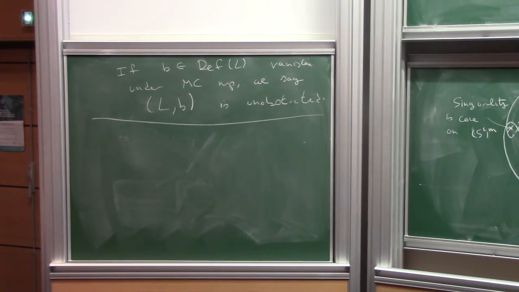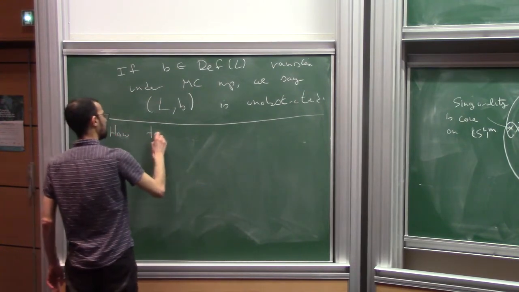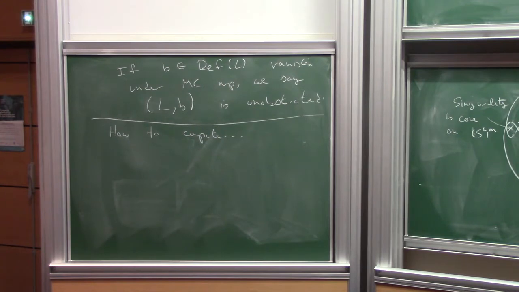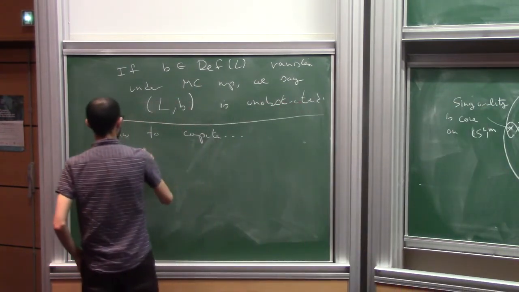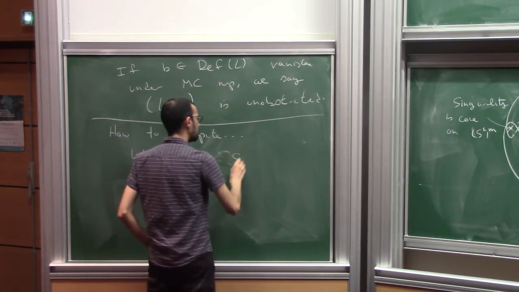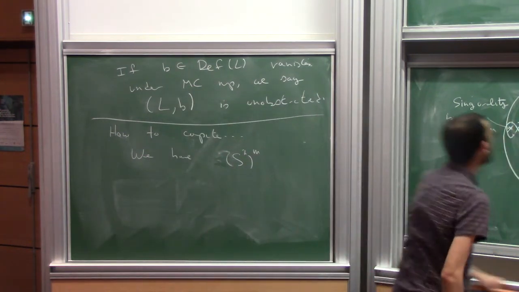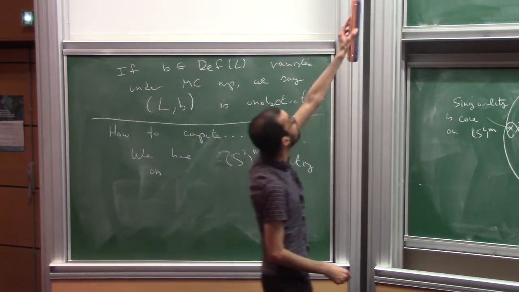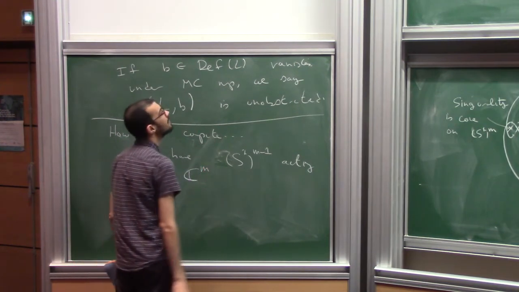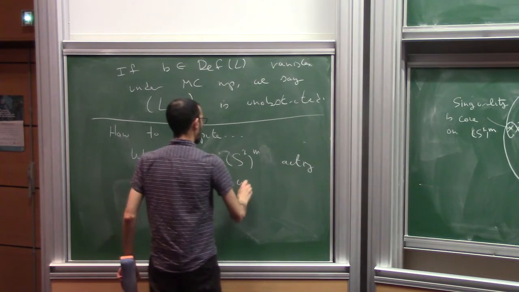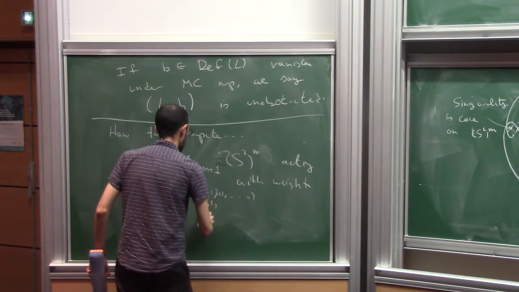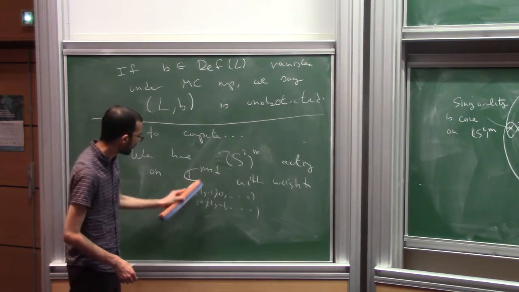So I want to explain how we compute. The idea is to reduce to a trivial case. How do we reduce to a trivial case? By using the fact that this whole situation has a lot of symmetries. So we have S1 to the M minus 1 acting on C^(M+1) with weights like 1, minus 1, 0, 0, and so on. Basically the torus of things where the sum of the weights is zero.